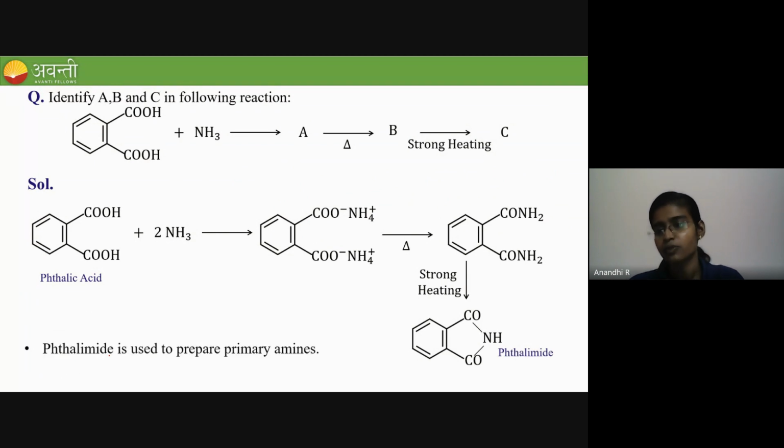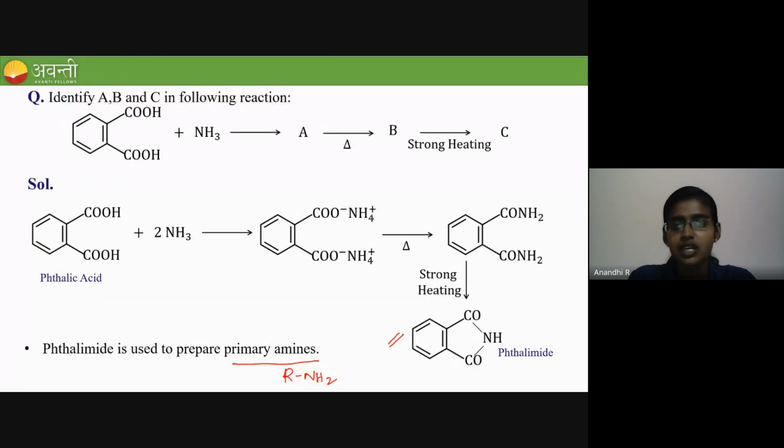phthalimide. This compound is called phthalimide, and this phthalimide is used to prepare primary amines. So primary amines have the formula RNH2. So we are using this phthalimide to prepare amines, primary amines. That reaction you would have studied in the amines lesson, okay?